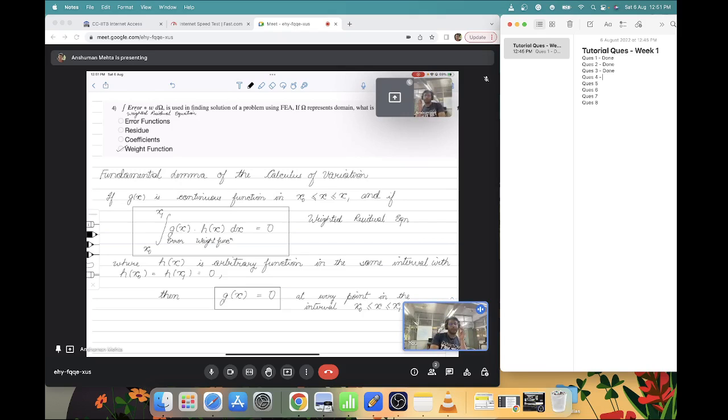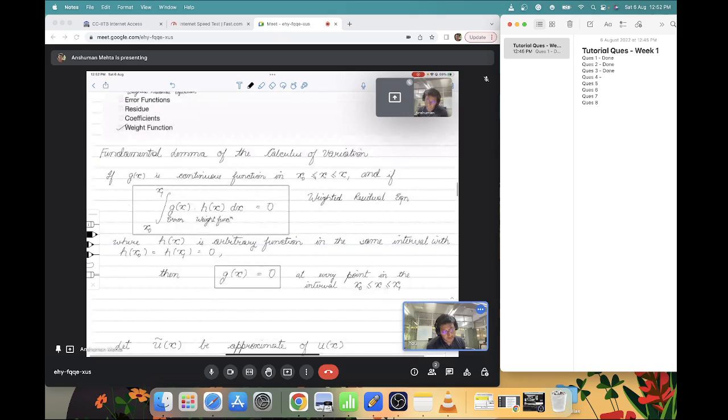So the weight function should satisfy that it should be in the same interval, it should be 0 at the boundary. Apart from that, it will give that error is 0. And now error is 0 everywhere. So that's what we need, right? That error becomes 0 everywhere. So hence this calculus of variation is very useful and it's kind of the base of finite element method.